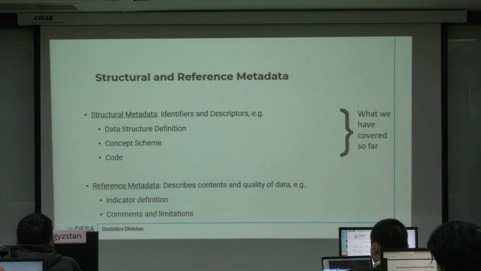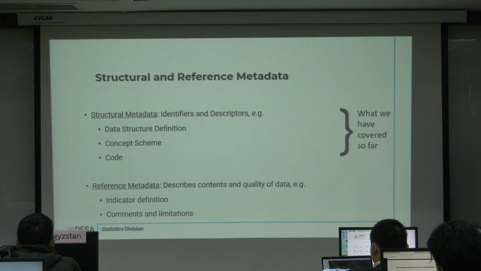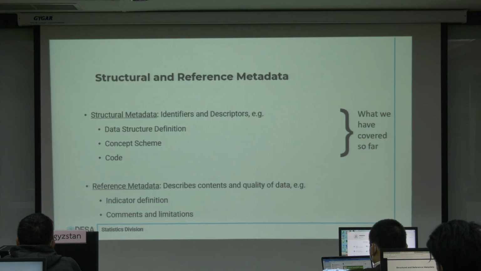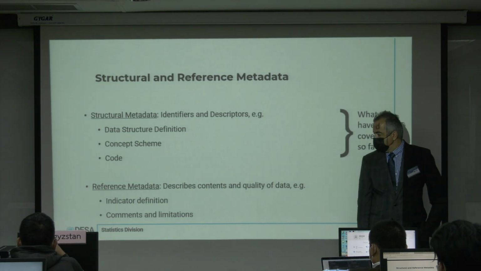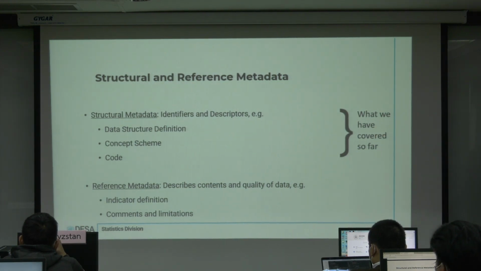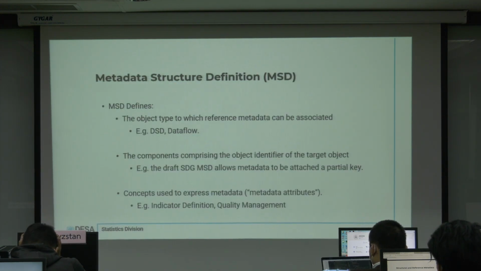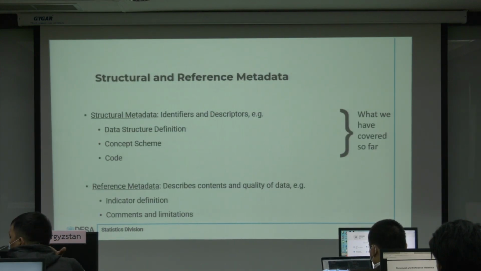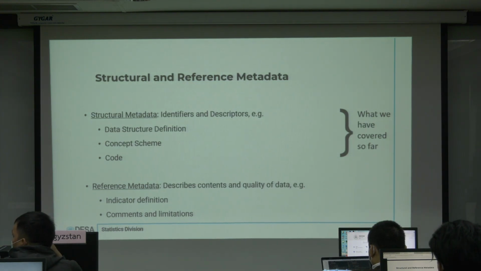But this is not the only kind of metadata. Reference metadata is what describes the content and quality of the data. So we have definitions, comments, and limitations, quality, and so on. I have a question. Why do we need reference metadata?